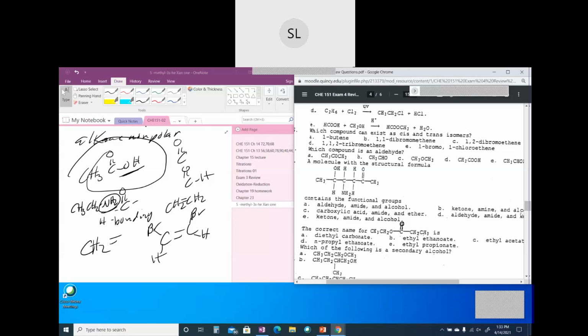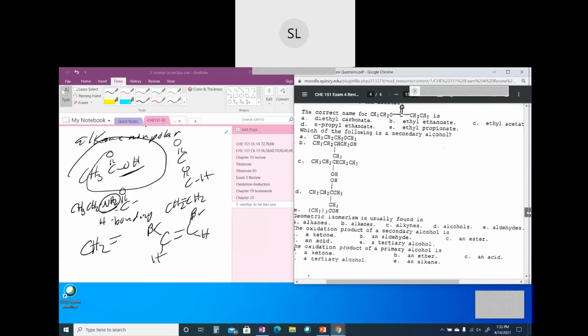Which of the following is a secondary alcohol? The first one is an ether, not an alcohol at all. B, you have a CH2OH, that's primary. C, you have a CHOH, that is a secondary, which is the answer to the question. D, you have a C with no H's and an OH, that is a tertiary. And E, same thing, you got a C with no H's, another tertiary. Geometric isomers are found in alkenes. Geometric isomers are your cis-trans isomers.